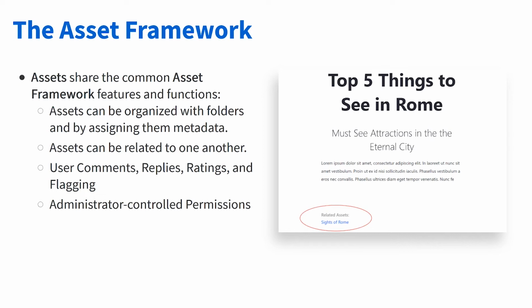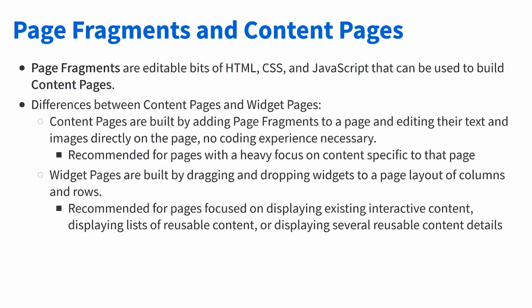And finally, what is arguably the most important thing for organization is having administrator control permissions, making sure that people are only seeing what they need to see, only editing what they're able to edit, and having access where they need to have access, and nothing more than that.